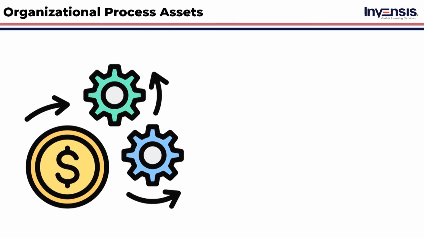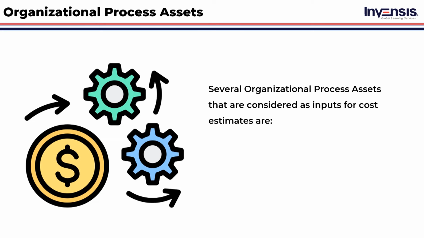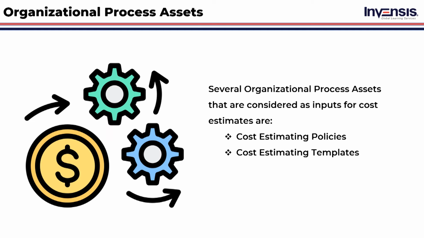Now, we will see the organizational process assets. Several organizational process assets that are considered as inputs for cost estimates are cost estimating policies. This is nothing but revision of the pre-existing estimation policy in the organization. Cost estimating templates. This defines the previous templates used for cost estimation and acts as an input for creating new estimates. Historical information and lessons learned repository will brief the previous experiences with the projects and improve the accuracy by learning from those experiences. These all are the inputs that are required for cost estimates.